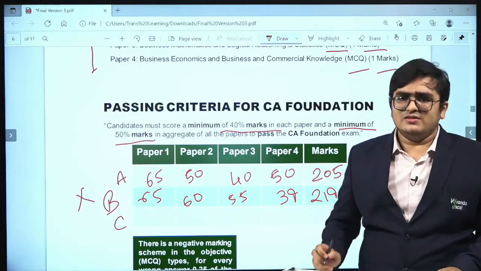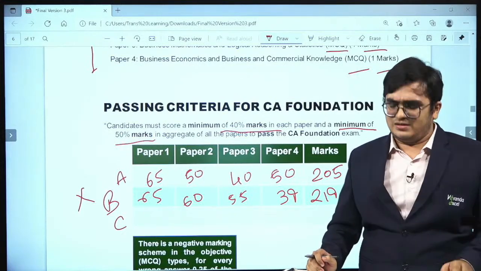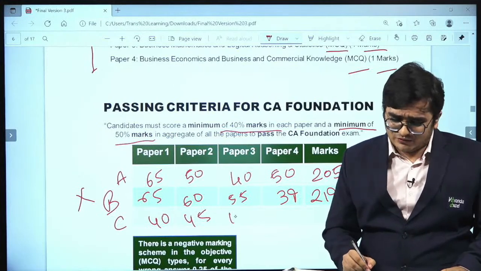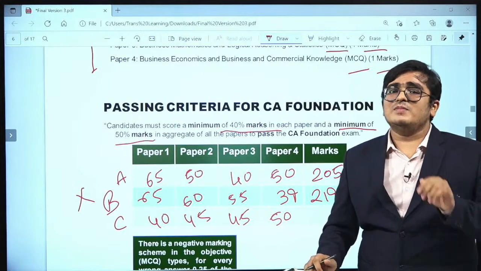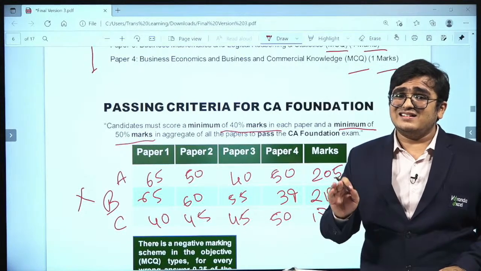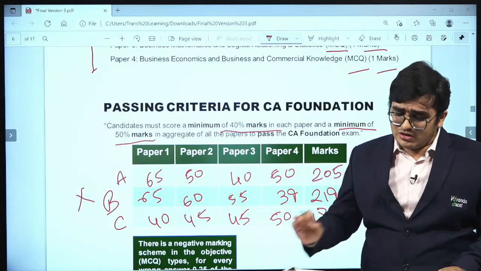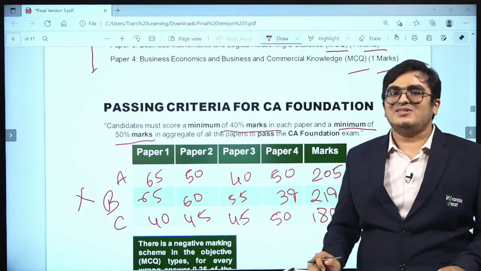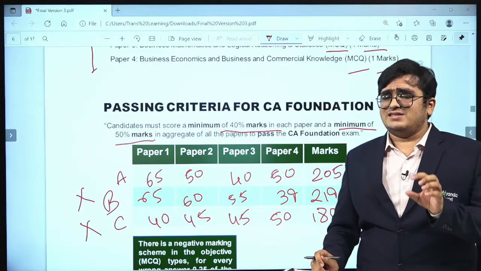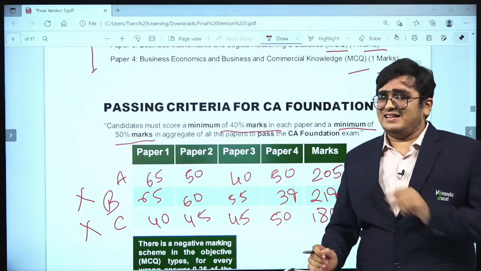Next, let's take an example of student C. Student C planned properly. He was like, I just want to clear, so he planned his studies accordingly. In paper 1 he got 40 marks, paper 2 he got 45, paper 3 again 45, and paper 4 he got 50. So what will be his total? His total will be 180 marks. Student C has cleared the 40% threshold in all the subjects, but unfortunately his 50% threshold does not happen, and that's why he could not clear his CA foundation exams. So this is how ICAI has planned its marking scheme, and this is how they test you. Because they want quality people out there, they have 2 criteria over here.